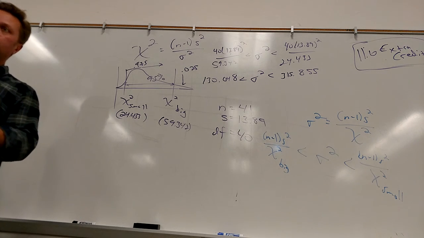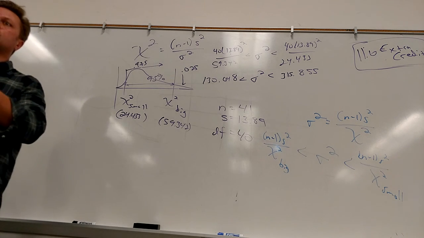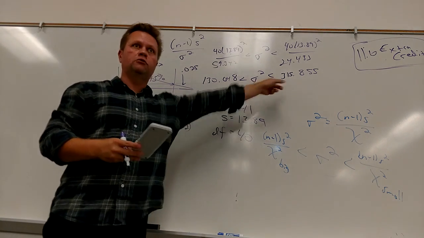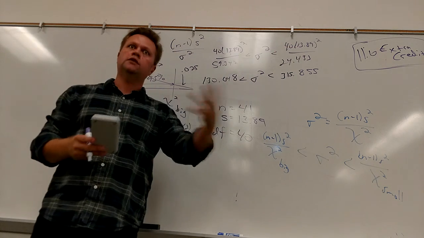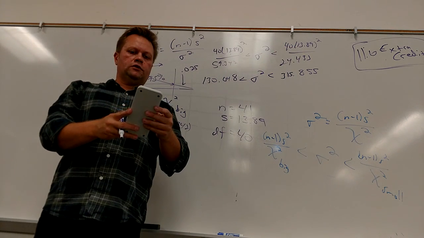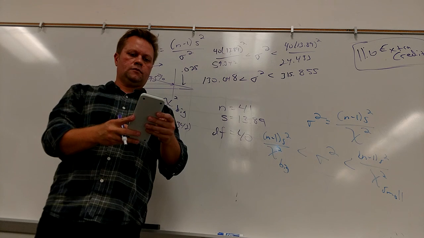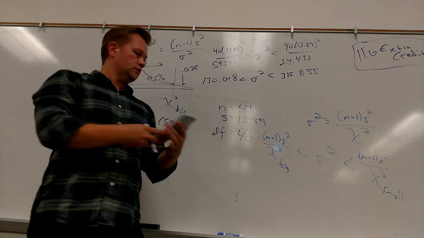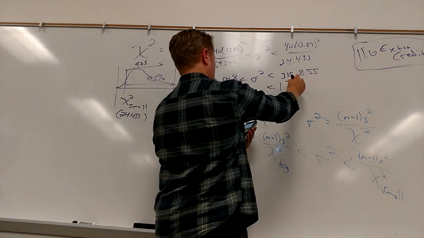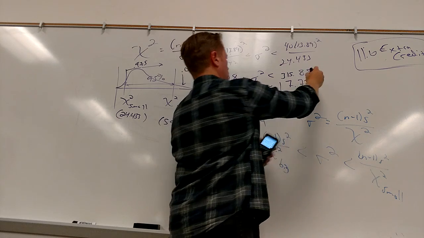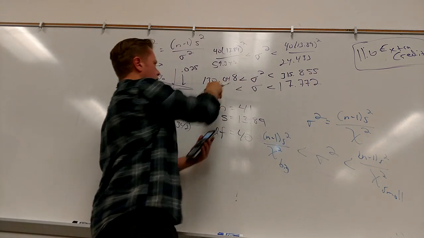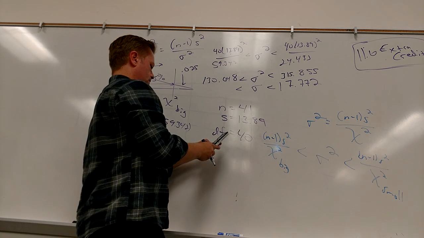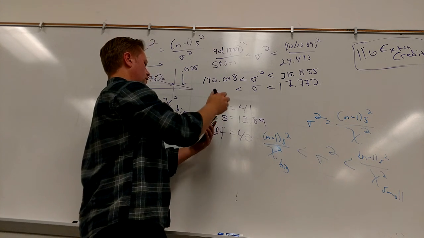Now, if I square root both of those, what's this a confidence interval for at the moment? Variance. So if I square root everything, I get a confidence interval for the standard deviation. If I square root that, I'll get 17.772. And if I square root this other one, I get 11.404.